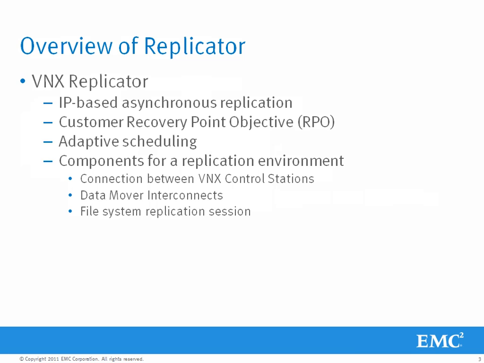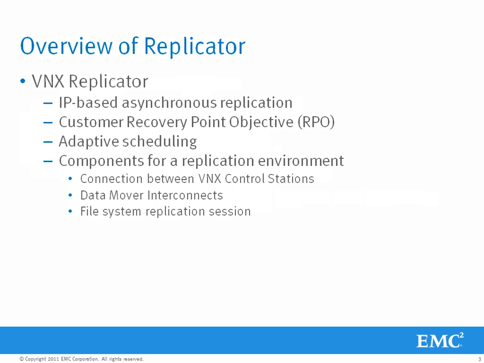To reduce the size and duration of these periodic data transfers, only the changes, the delta, made to the source object since the last update to the destination object are transferred during the next update. The number of data transfers to meet the RPO is minimized by VNX Replicator's adaptive scheduling technology, which automatically determines the latest time to send the delta without compromising the RPO.